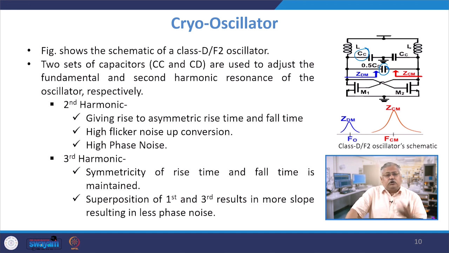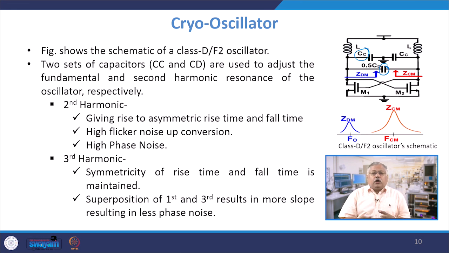There is also sometimes a generation of a third harmonic. Here, the symmetry of rise time and fall time is maintained, and if you superimpose the first and third harmonics, then we get much less phase noise. So there is a technique where you can superimpose two harmonics in order to reduce the phase noise, and that is typically used in a cryo oscillator for all practical purposes.